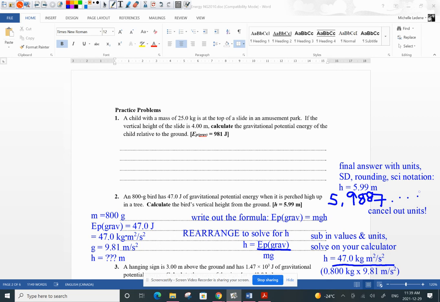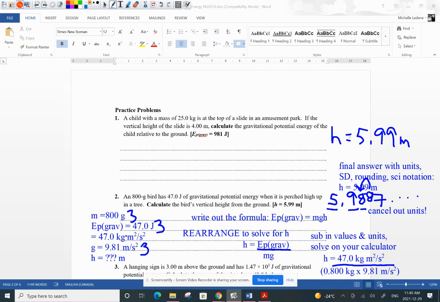And so to 3 sig digs, right? I got 3 sig digs here, 3 sig digs here, 3 sig digs here. My final answer is going to have 3 sig digs. So 1, 2, 3 sig digs. That 8 is going to make that round up. And my final answer will be 5.99 meters is the height that this bird is found up in a tree.